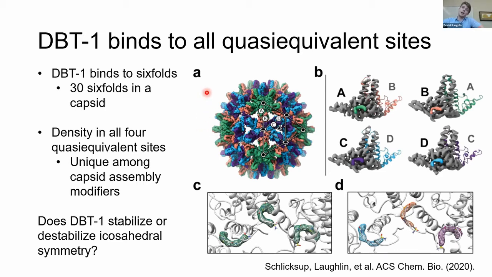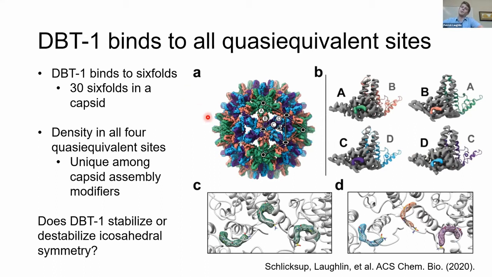It was Joe Wong, who's now at Penn State, who made these particles and imaged them. And Chris Schlicksup performed localized reconstructions around the five-fold axes and six-fold axes. And what we see here in C is around the five-fold axes. And uniquely, we see density for DBT1 in the A site. Also, when we look at the six-fold, we see density for DBT1 in the D site as well, which has not been seen in other chemotypes that have been shown to bind to hepatitis B capsids before. So this was unique.